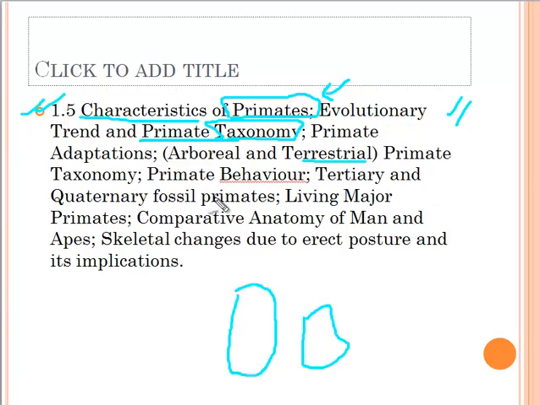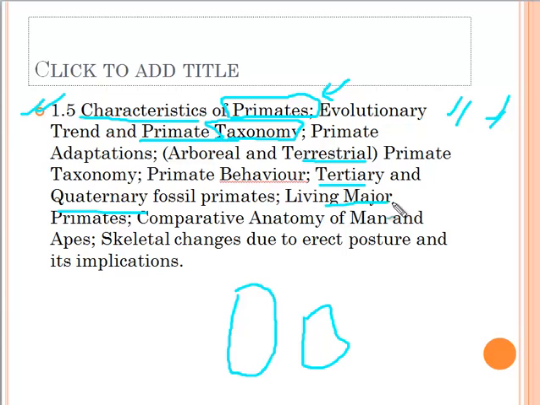Then tertiary and quaternary fossils. Tertiary and quaternary are phases in geological time. There are different time periods, like there is eon, then after that all these things, Mesolithic, Paleolithic, Neolithic and all, they all belong to time periods. So similarly tertiary and quaternary are also time periods. During that period, whatever fossils of primates have been found, you will have to study that.